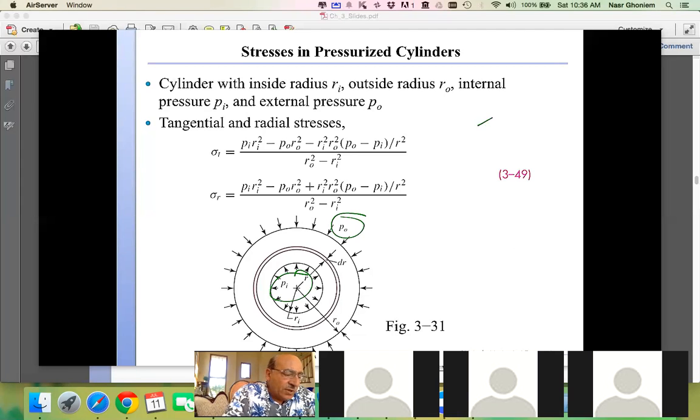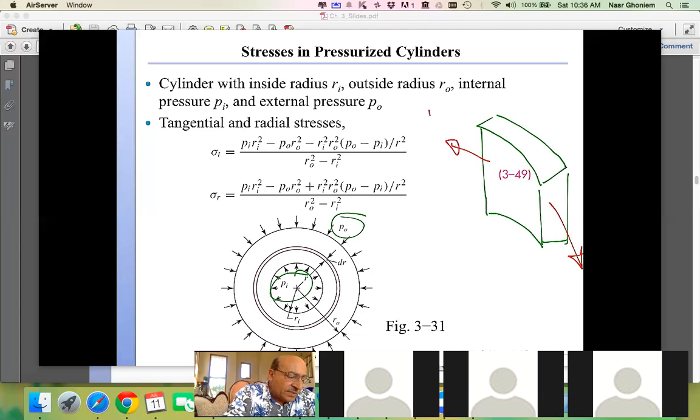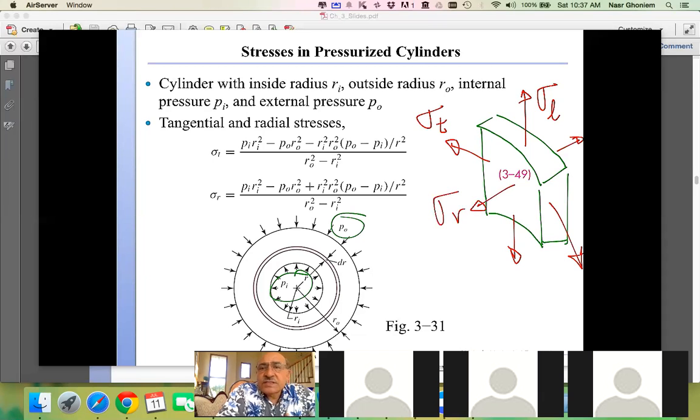So if I have the wall of a cylinder, then the wall of the cylinder will have a stress in the hoop direction. This is the hoop direction. We call it sigma tangential. And a stress in the axial direction, we call it sigma longitudinal, L. And the stress in the radial direction, we call it sigma sub R. So these are three types of stresses.